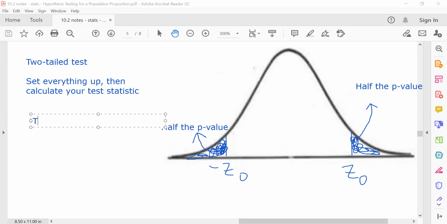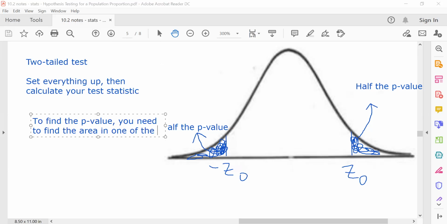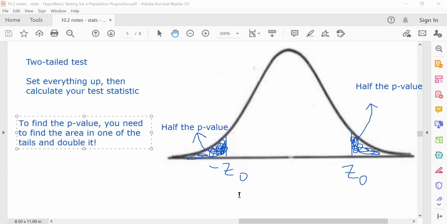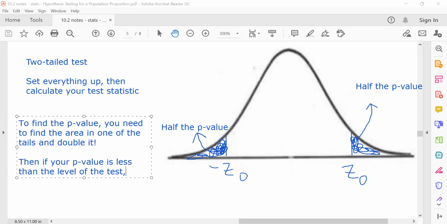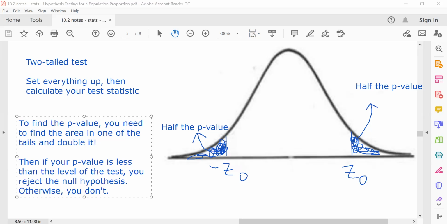So to find the p-value, you need to find the area in one of the tails and double it. Because you need both of them to be added together. And there's symmetry, so you can just double it. Then if your p-value is less than the level of the test, you reject the null hypothesis. Otherwise, you don't.